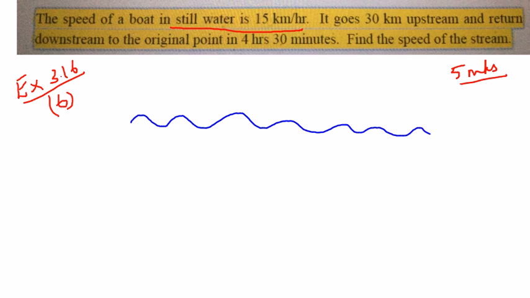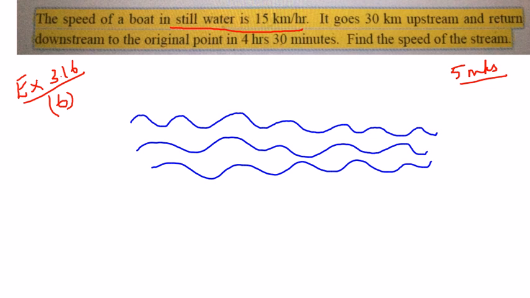So there is a stream flowing like this. Okay, and you have a boat, right? The boat is going downstream and then coming back upstream. So each side it's going 30 kilometers. And the time taken to go upstream plus downstream is given as 4 hours 30 minutes, which is nothing but 4.5 hours.